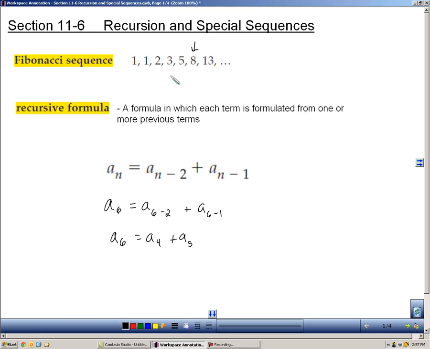And that's what we did here. We added a sub 4, the fourth term, and a sub 5, the fifth term, to find out what a sub 6 was, the sixth term. That's how the Fibonacci sequence works. Now, every recursive formula is different. This is just the recursive formula for the Fibonacci sequence.